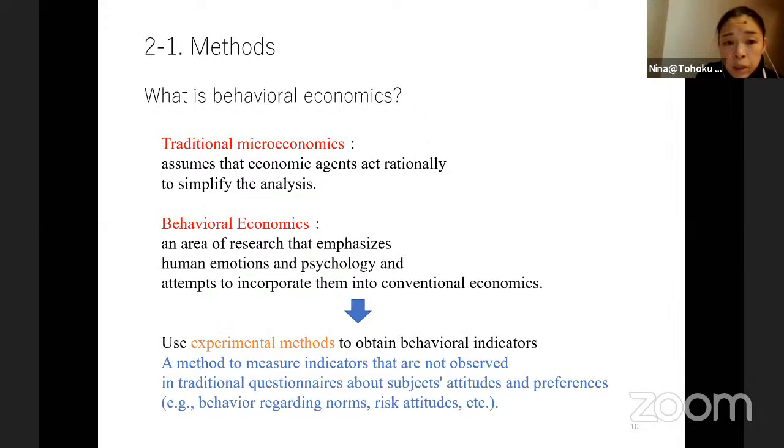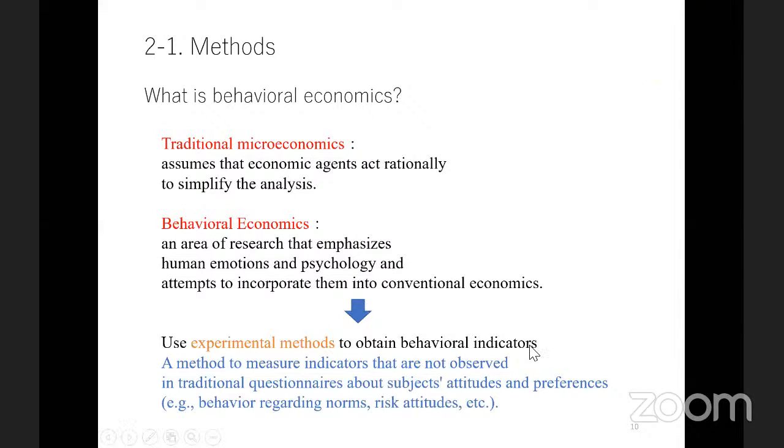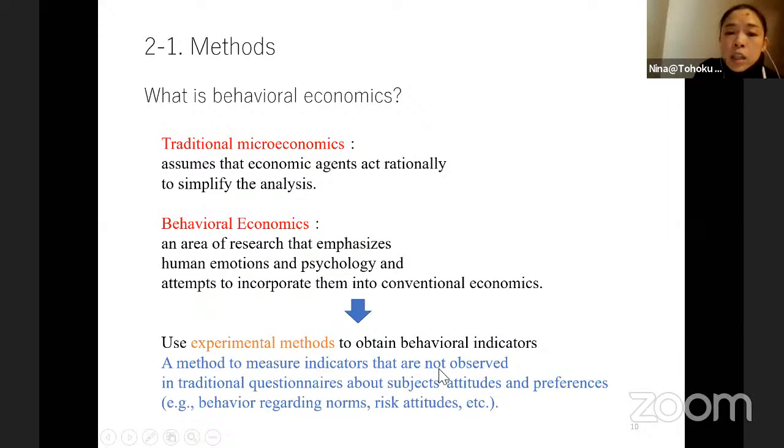They use the experimental method to obtain behavioral indicators, emotional indicators. So this is a method to measure indicators that are not captured in traditional questionnaires about human beings' attitudes and preferences, for example, social norms or risk attitude.